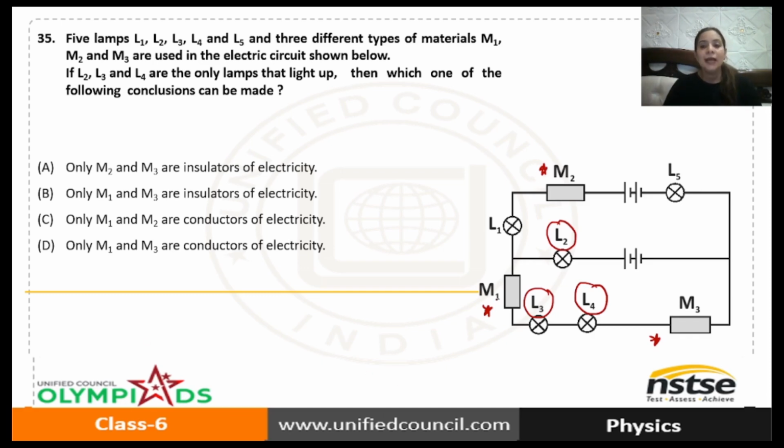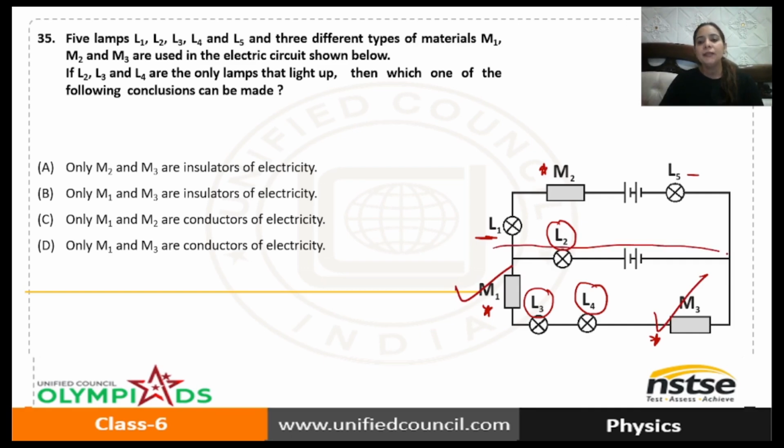Now here it is said that the L2, L3, L4 bulbs glow, but L1 and L5 don't glow. Now if you look at L3 and L4, if they are glowing, obviously this will be a good conductor, because it is completing the circuit and the current is flowing properly. But in this case, L1 and L5 are not glowing. Obviously that means M2 is obstructing the flow of current.